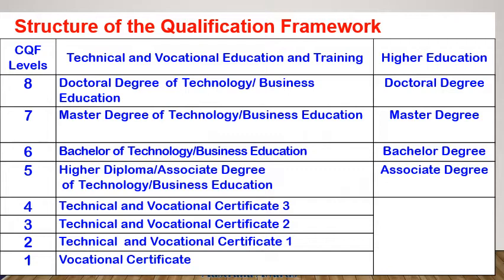As can be seen in this slide, the table shows 3 columns. The first column on your left-hand side, there are 8 levels of Cambodia National Qualification Frameworks. The middle column is the technical and vocational education and training known as TVET. The last column is the higher education.